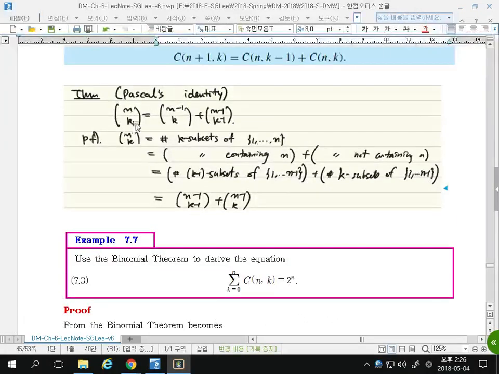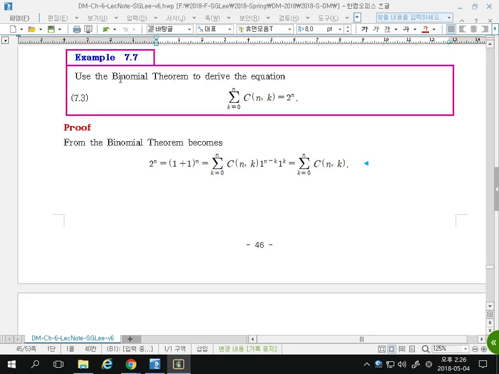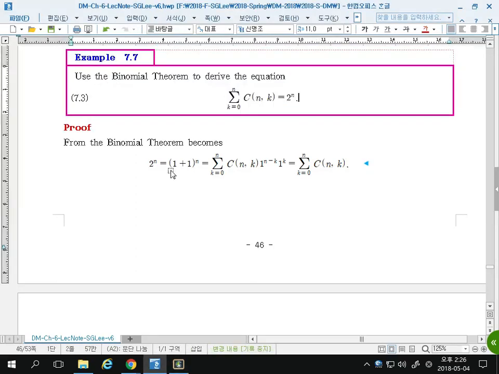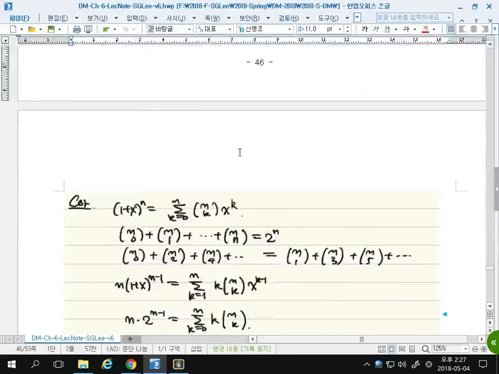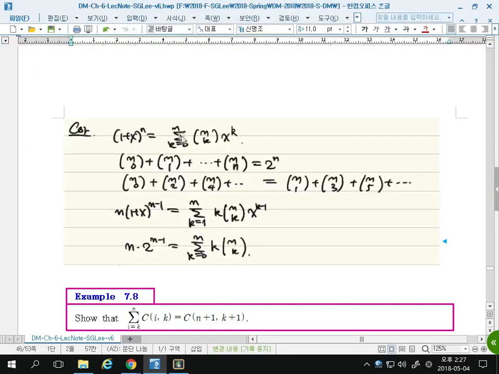So this can be written in this way as well. I'm just changing it. Next, using the binomial theorem to derive the equation. This is 1 plus 1 to the nth power, which is 2 to the nth power, is exactly the same as the addition of this, because all the powers are ones. Isn't it? So this is one corollary. And next, also 1 plus x to the nth power can be written in this way.